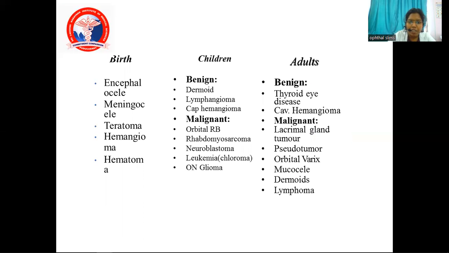If it is a benign lesion, it can be dermoid, lymphangioma, or capillary hemangioma. Or if it is a malignant lesion, it can be orbital retinoblastoma, rhabdomyosarcoma, neuroblastoma, and leukemia, that is chloroma, or optic nerve glioma. In adults, it can be a benign lesion or a malignant lesion. The benign lesions are thyroid eye disease and cavernous hemangioma. Malignant lesions can be lacrimal gland tumor, pseudotumor, orbital varix, leukemia, dermoid, and lymphoma.